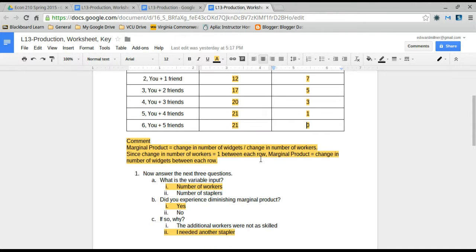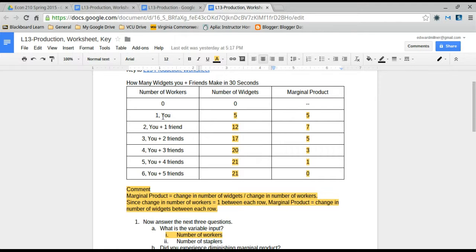Now answer the questions. What's the variable input? The variable input is the number of workers. We changed the number of workers from 0 up to 6, but the number of staplers stayed constant at 1. Staplers were fixed. The number of workers varies as we move down this table.